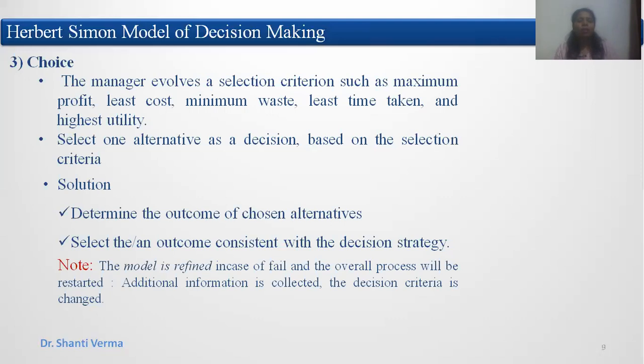Solutions are derived which determine the outcome of the chosen alternative. Select that outcome consistent with the design strategy. It should be noted that the model is refined in case of failure and the overall process will be restarted. Additional information is collected and the decision criteria is changed by the manager.